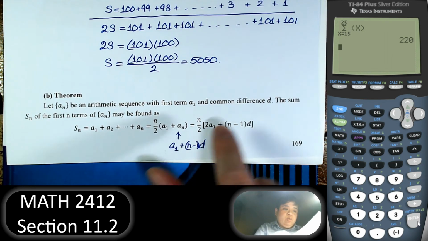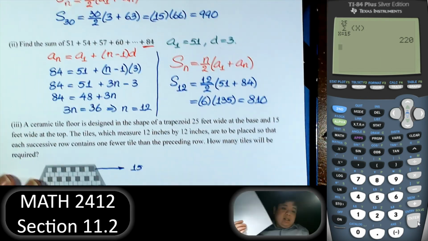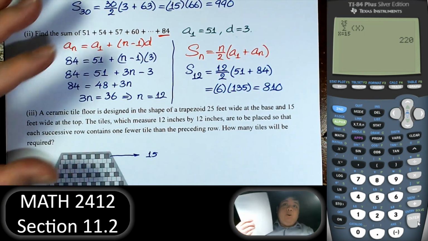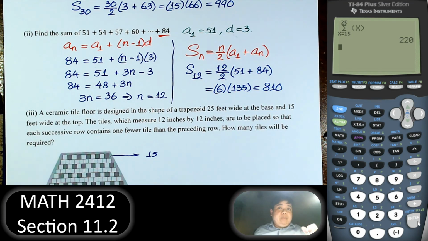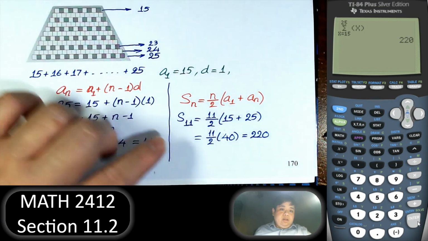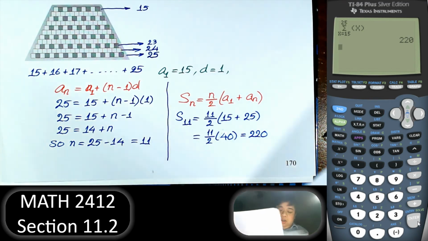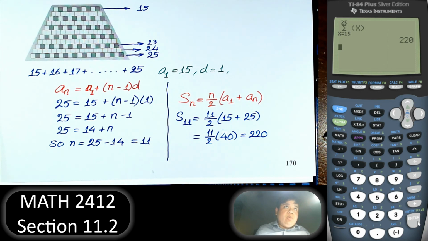I prefer to use this one. As long as we know the first term, the n-th term, and how many terms are in the sequence, we can just use that to find the sum of the first n terms.